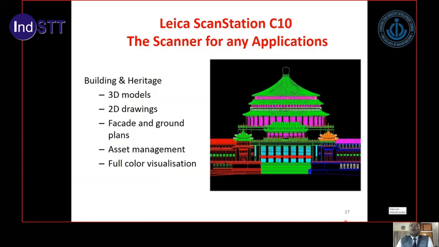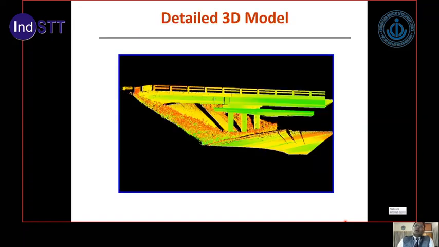You can see the building 3D model has been created out of that building, and this is a very dense point cloud data. What you see is the 3D coordinates of all the points. So this is a bridge. You can see even the railings very clearly, the deck, the pillars, and all the measurements can be done with the help of the 3D modeling.